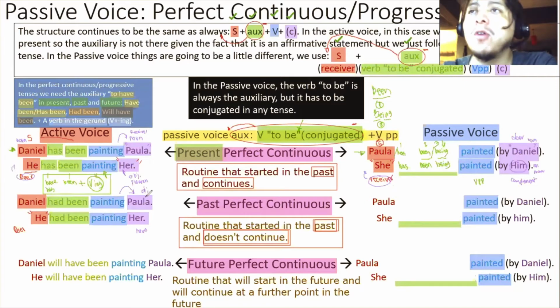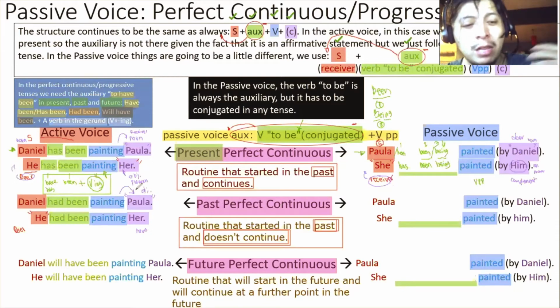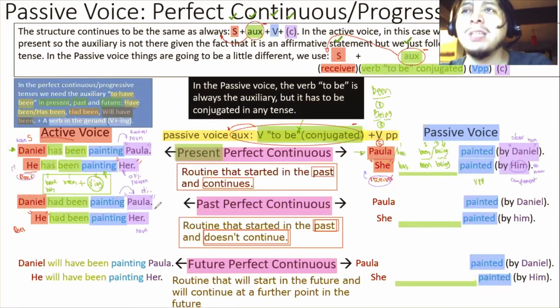Remember that Paula is the object. She's not painting anyone. She doesn't have a pencil. She doesn't have any paint. She receives the painting. Maybe they paint on her. Maybe she's like the canvas, or maybe she's like the model and they are painting her. Okay? When we replace Paula, because Paula is the object, we replace it with an object pronoun, her, not she.